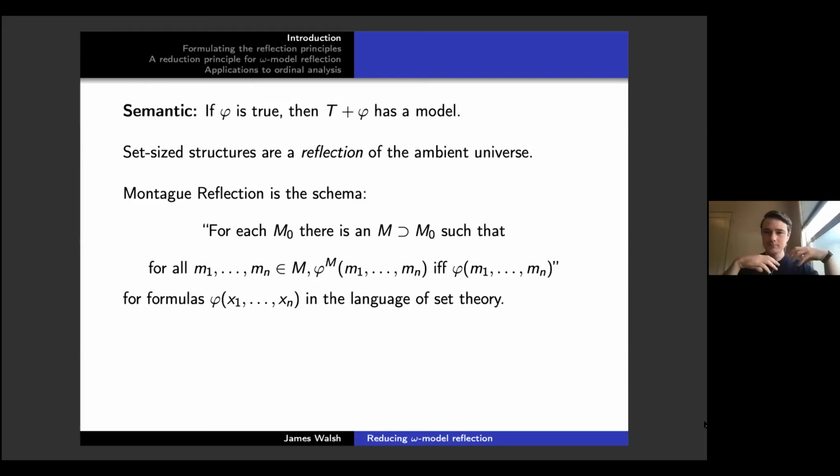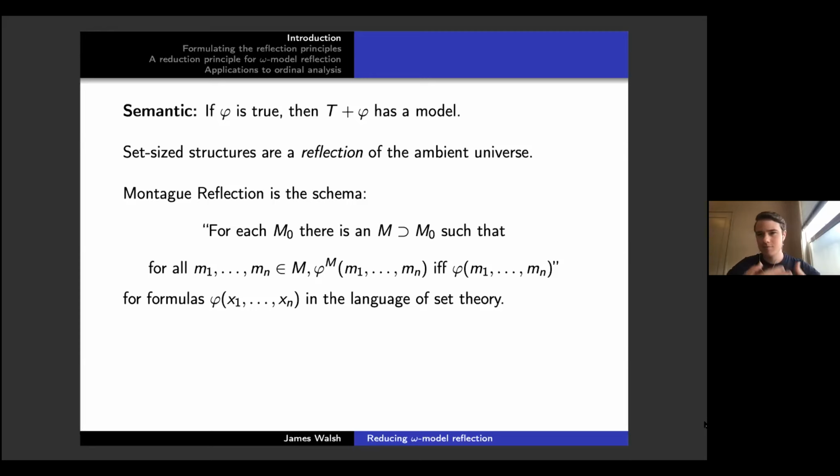such that for any choice of finitely many parameters in M, there's a formula phi that's true of those parameters after relativizing the quantifiers in phi to M, if and only if phi holds of those parameters in V, okay? So what this says is for any set, you can extend it to a set which makes phi true if and only if phi is true, roughly. You get this sentence for every formula in the language of set theory.